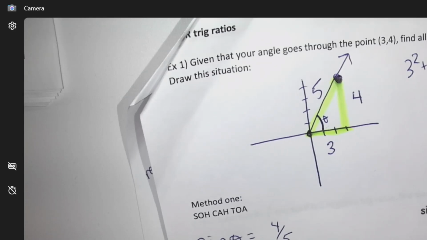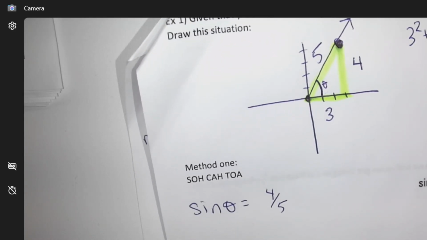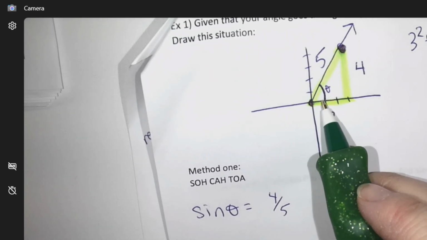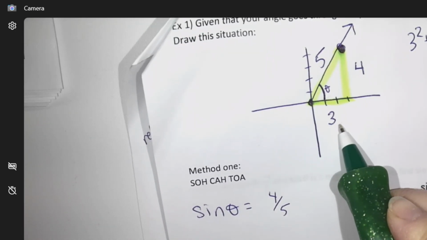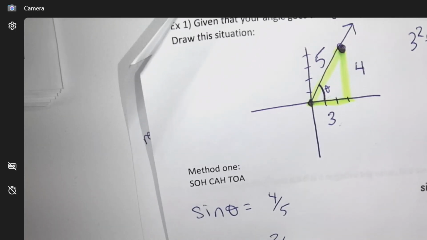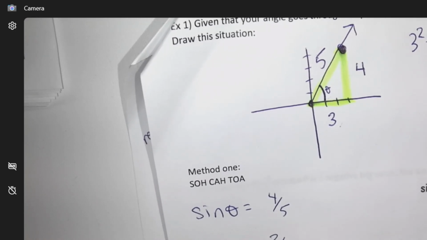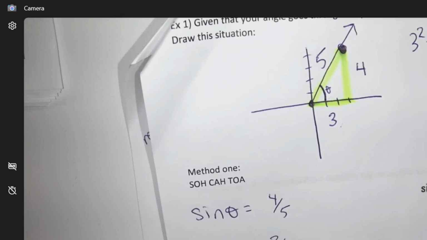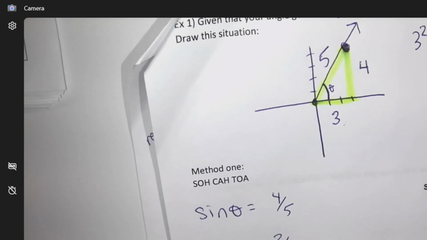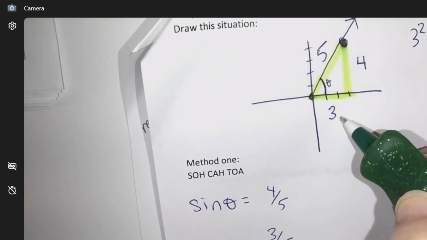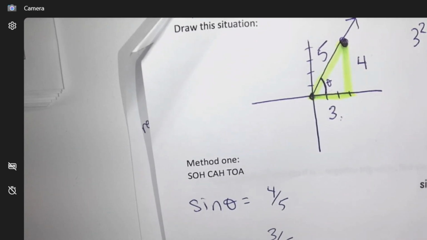Cosine theta. A divided by H. So from this angle, the adjacent is 3, hypotenuse 5. Yes, this is all coming back to your brain from grade 10. The ones who had me, you guys did really awesome on this unit. So tan theta is going to be opposite divided by adjacent. So 4 divided by 3.